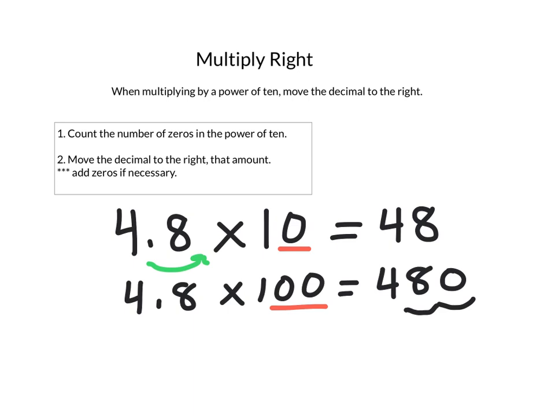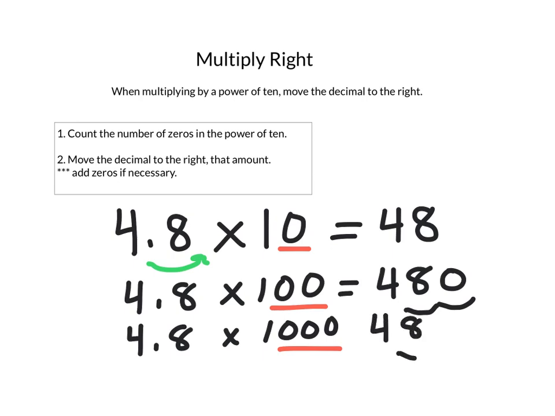One more. Let's do 4.8 times 1,000. I have 3 zeros, so therefore I'm going to move my decimal 3 places. My decimal started here, so 1, I have to add a 0, 2, I have to add another 0, 3. So my answer, 4.8 times 1,000, is 4,800.